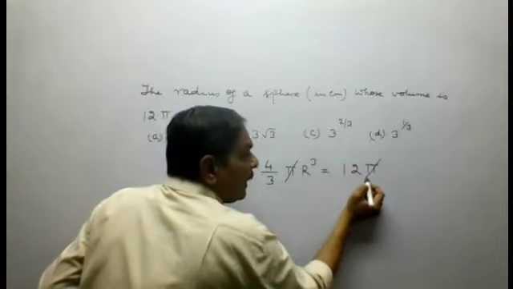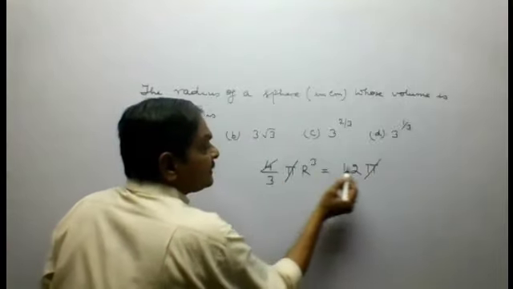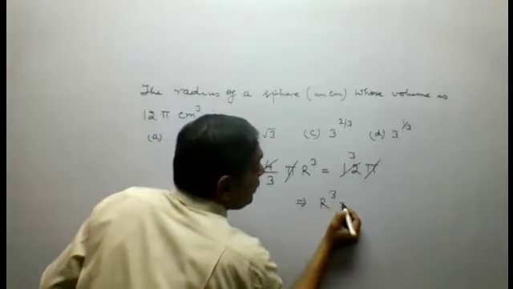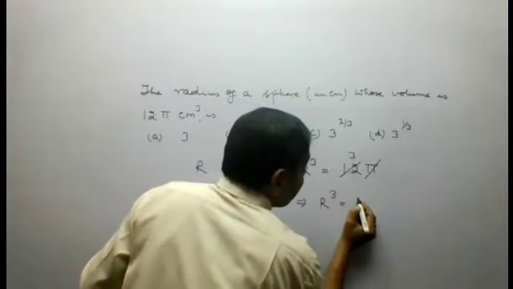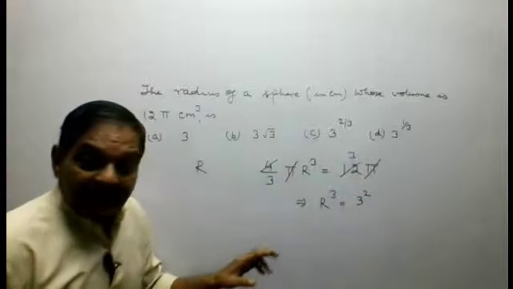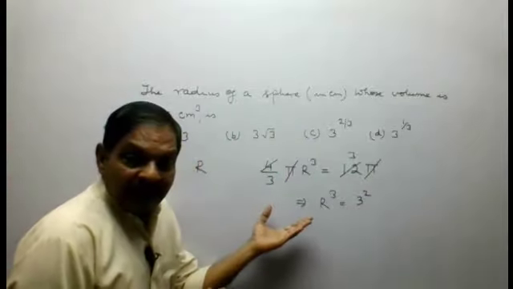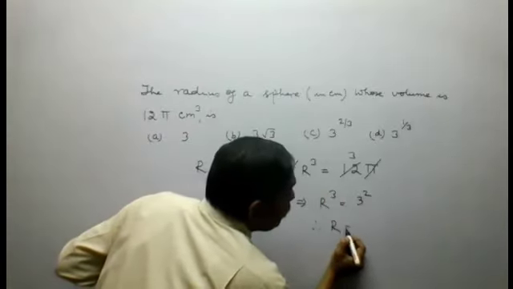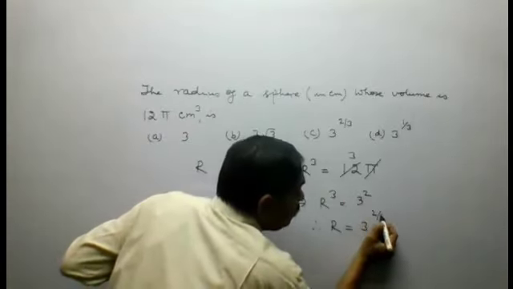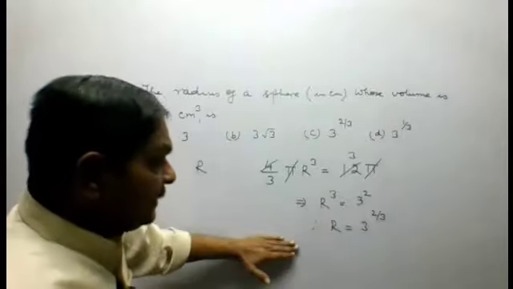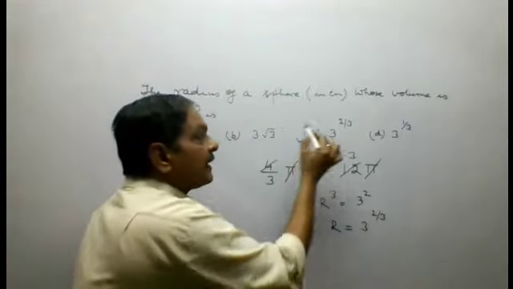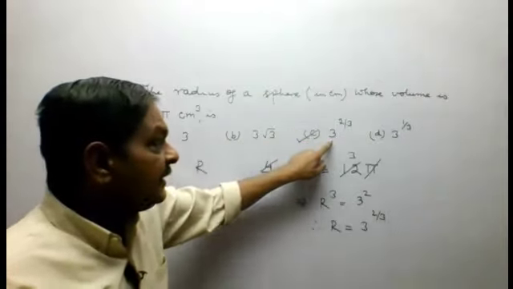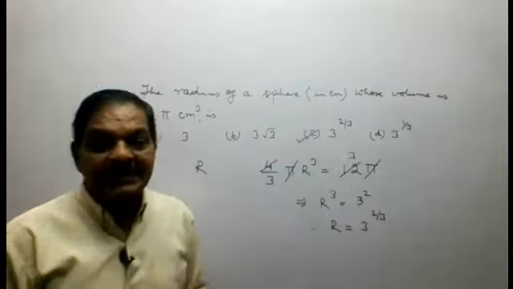Pi and pi are cancelled. 4 cancels this 3 times. So this gives us r cube equal to 3 into 3, that is 9, which I can write 3 square. Now if I take cube root both the sides, this gives me r equal to 3 to the power 2 by 3. And hence here option C is the correct. The radius in centimeter of the sphere is 3 raised to the power 2 by 3 centimeter.